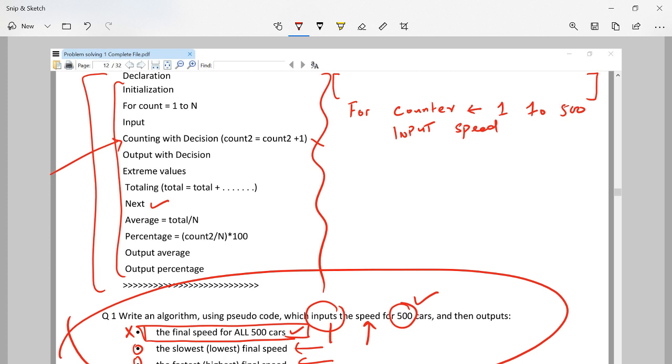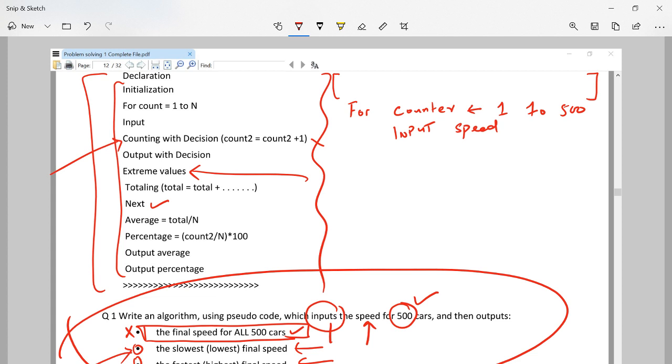The slowest final speed. They're asking us कि आपका जो ये क्वेश्चन है, ये जो 500 कार्स की स्पीड इनपुट लेगा एल्गोरिथम, ये हमें 500 कार्स की स्पीड इनपुट लेने के बाद सबसे जो स्लो स्पीड है वो आउटपुट करे. इसको बेटा कहते हैं एक्सट्रीम वैल्यू सिनेरियो. जब हमसे फास्टेस्ट, स्लोएस्ट, हाईएस्ट, टॉलेस्ट, शॉर्टेस्ट, वर्स्ट पूछा जाता है तो इट्स मीन कि दिस इज एक्सट्रीम वैल्यूज, ये वाला पार्ट.